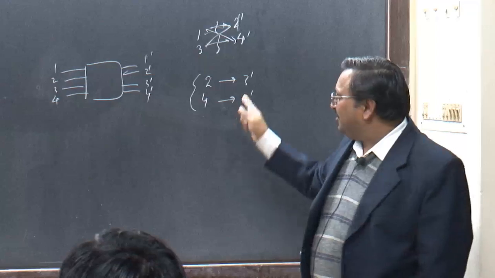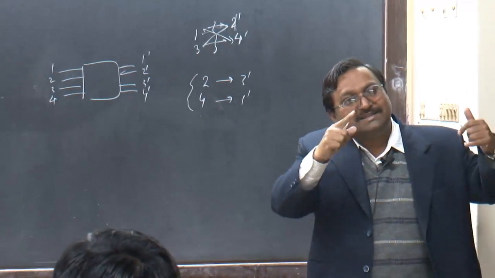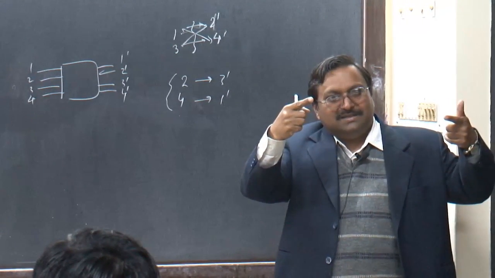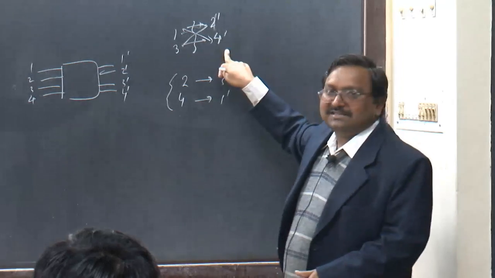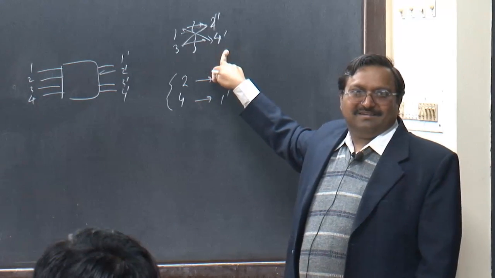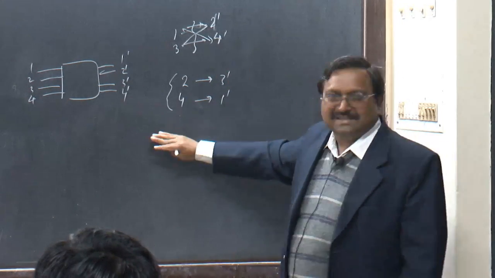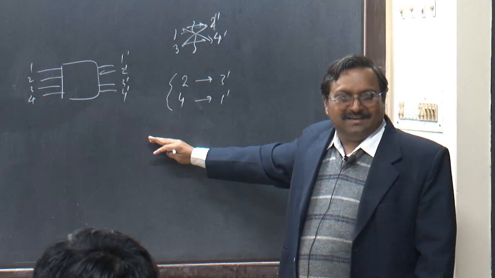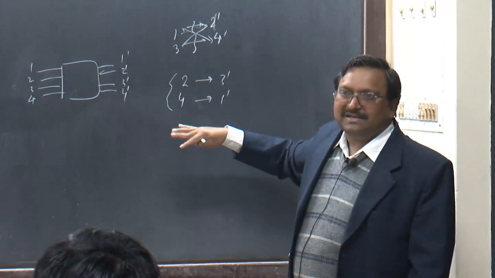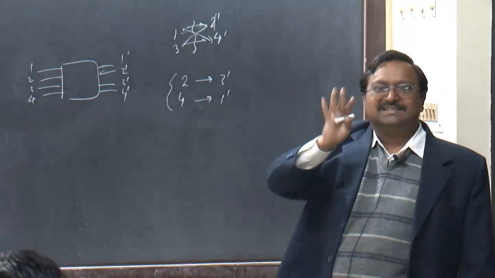Now, in rearrangeable, I am not doing any rearrangement while they are set up. At that time, I followed an algorithm which permitted me to maintain this as strictly non-blocking. Now, if I dismantle all these connections, I can always find a combination such that all maps can be done. That's rearrangeably non-blocking.